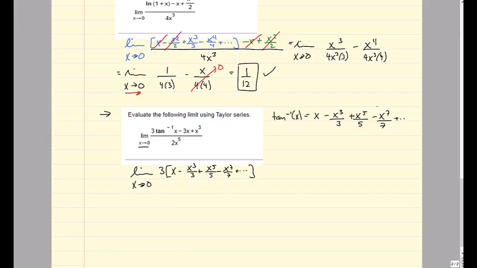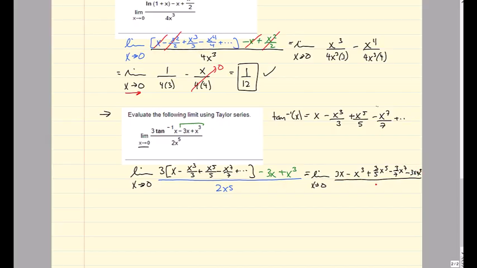And then the second part, I have to go minus 3x plus x cubed. If a mistake is made here, it's usually to not subtract out that next piece. And this is also all over 2x to the 5th. So let's go ahead and rewrite this using the limit as x approaches 0. So I have 3x minus x cubed because the 3's cancel, plus 3/5 x to the 5th minus 3/7 x to the 7th minus 3x plus x cubed. And this is all over 2x to the 5th.